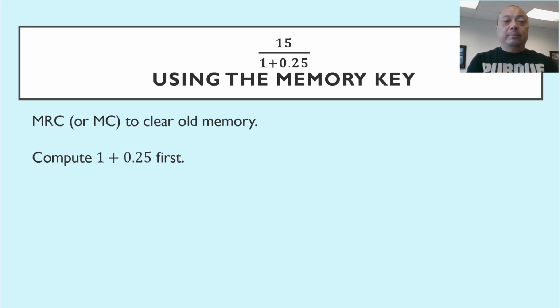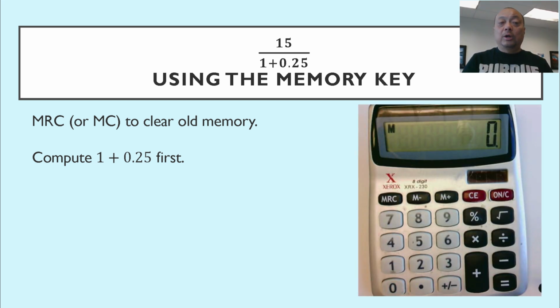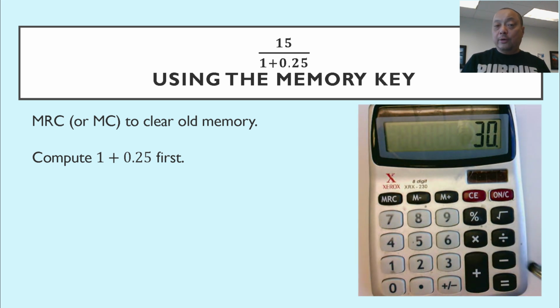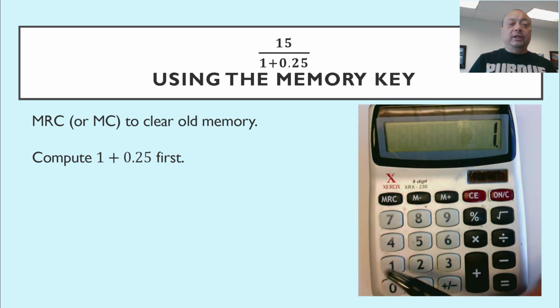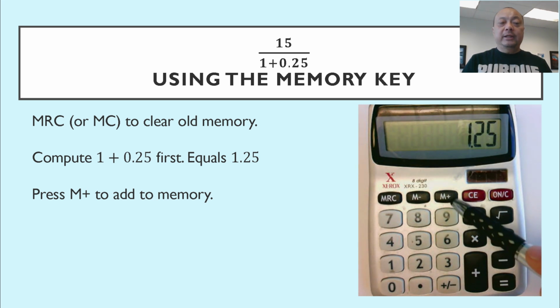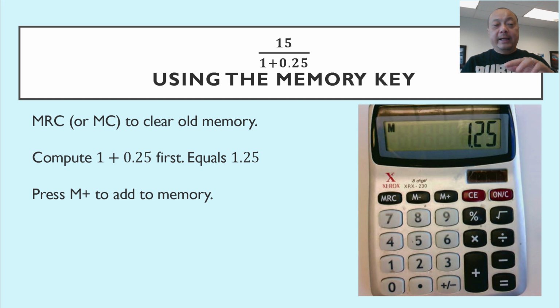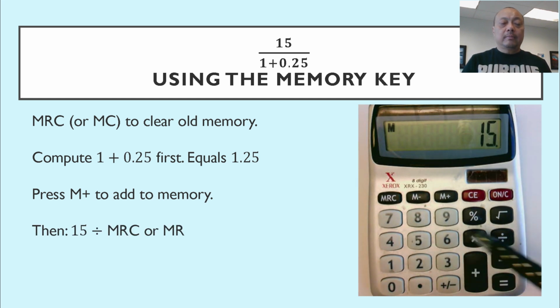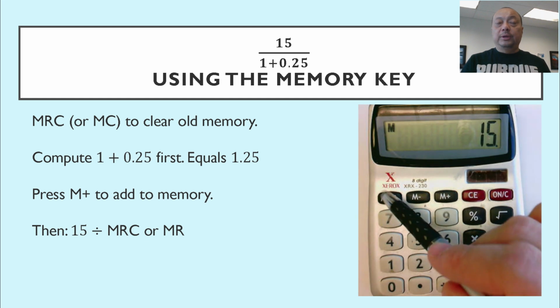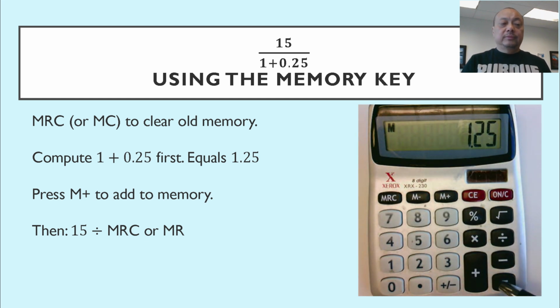Now let's use the memory key. Same as before, clear old memory, MRC twice, or on your calculator maybe MC. 1 plus 0.25 equal, that's 1.25. Press M plus to add to memory. I know 1.25 is in the memory. I want 15 divided by that, so 15 divide, MRC or MR to recall. The screen shows 1.25, equal. I get 12 pounds, correct answer.